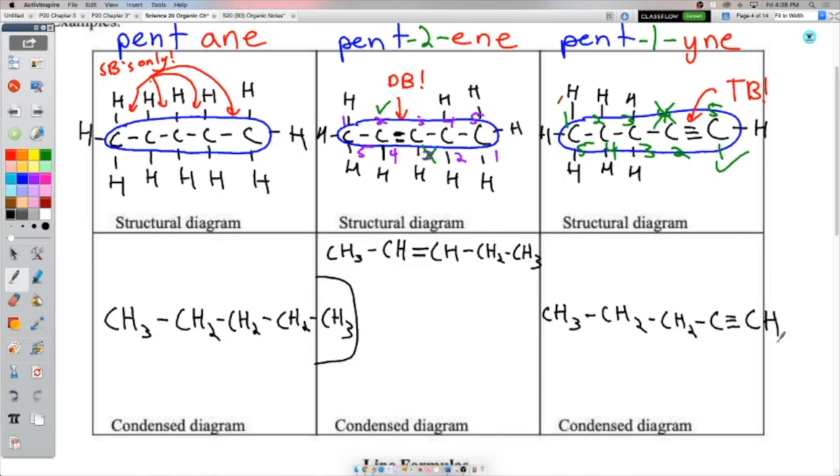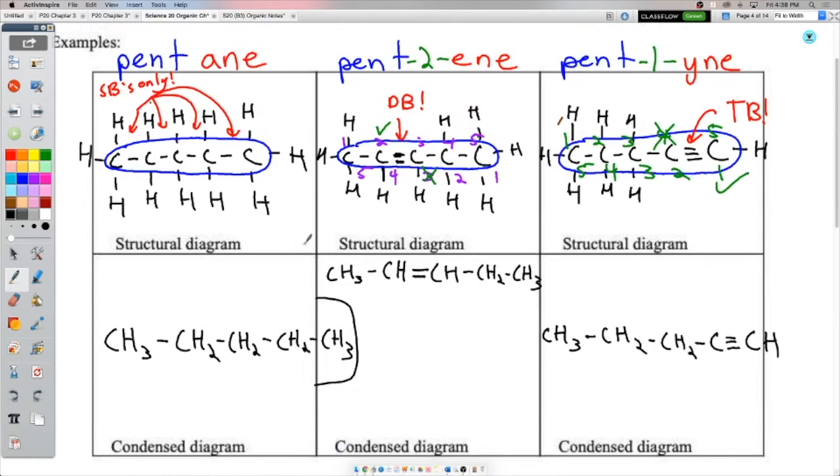So all condensed diagrams do is take these big things and squeeze them down a bit. So they're a little bit condensed. Well, that's what it means. They take up less paper, basically, okay? Realistically, we're always going to draw the structural diagrams, okay? But you might see these, so I just want you to have seen them before with me.